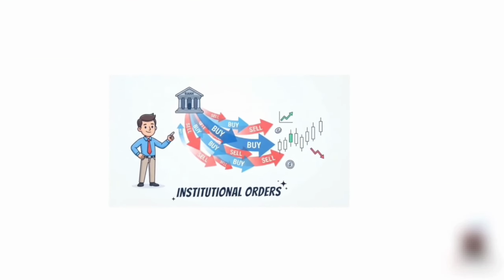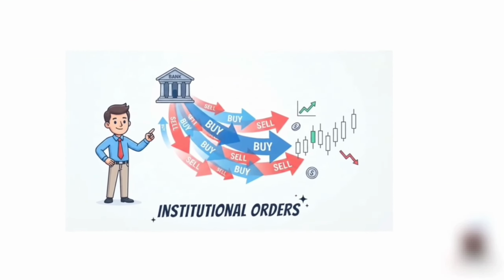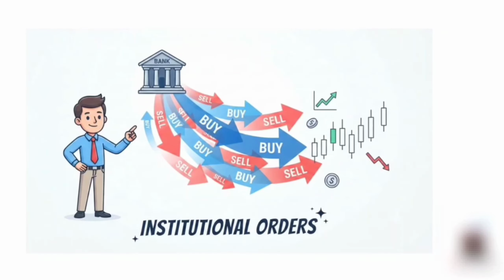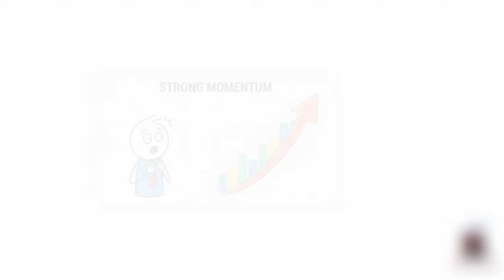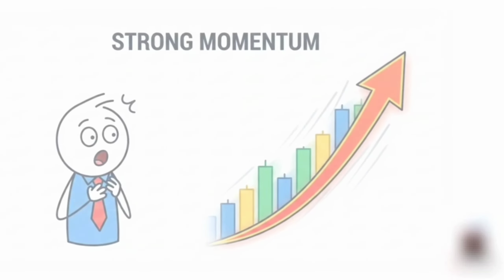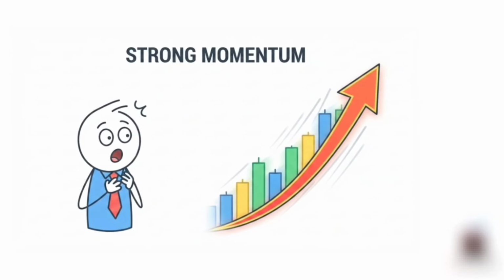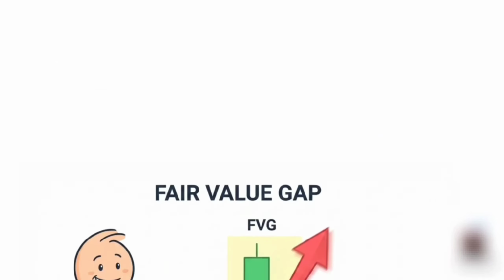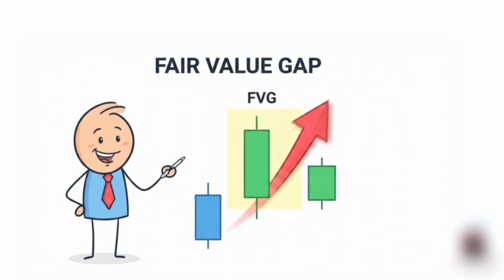First, let's talk about the fair value gap, FVG. Simply put, when a large institution or bank places a huge amount of buy or sell orders in the market, price moves extremely fast and with strong momentum in one direction. This type of impulsive movement creates a void or gap between candles. This is what we call an FVG or fair value gap.